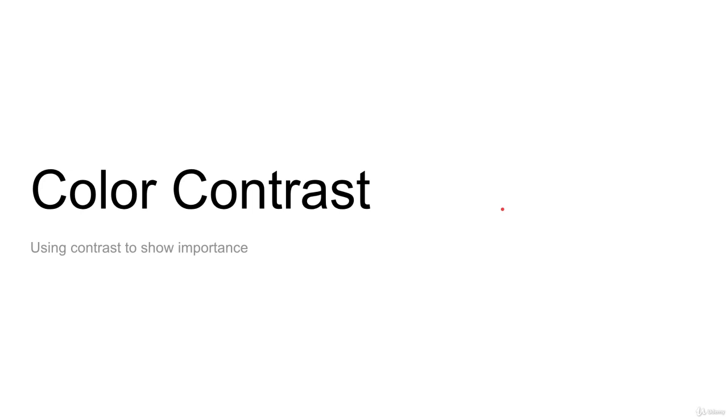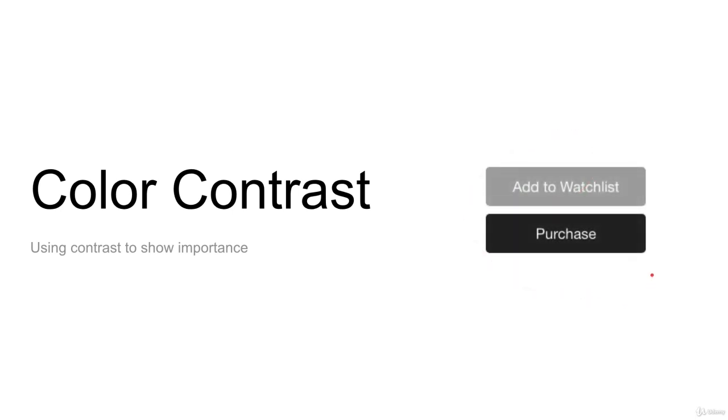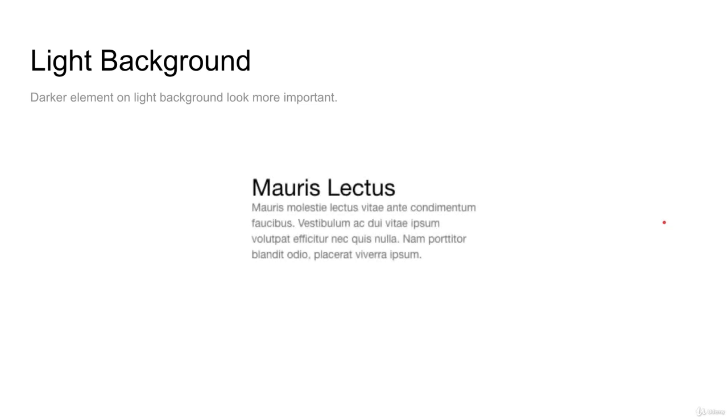Now we're going to take a look at color contrast. On the right here, we have two buttons. One looks more important because it is darker, and the other one looks less important, or like a secondary button, because it's just a little bit lighter. When you're using a light background, you want to make sure you're using darker colors to display a higher level of hierarchy or more important things. So here we have a heading, and the heading is a darker black than the darker gray that we're using on the body text. Therefore, it looks more important, which a heading should.